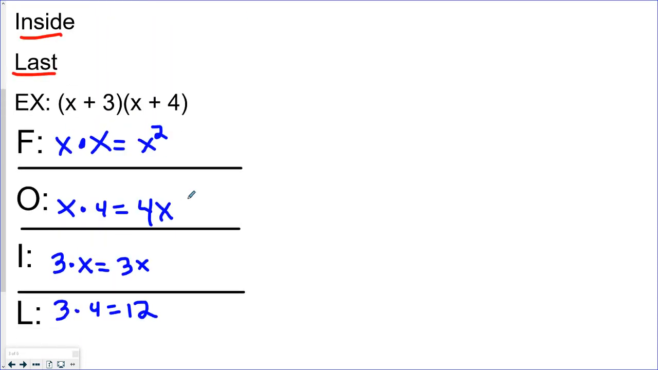Now, I'm not done quite yet, because what I have to do is put all this together. So the way I would write this is by adding them all together, because these are all positive numbers. Positive x squared, positive 4x, positive 3x, positive 12. So I'd say x squared plus 4x plus 3x plus 12. But this isn't really simplified yet because I have 4 terms here. I started with 4 terms, and now I have 1, 2, 3, 4 terms. Well, that doesn't really help much.